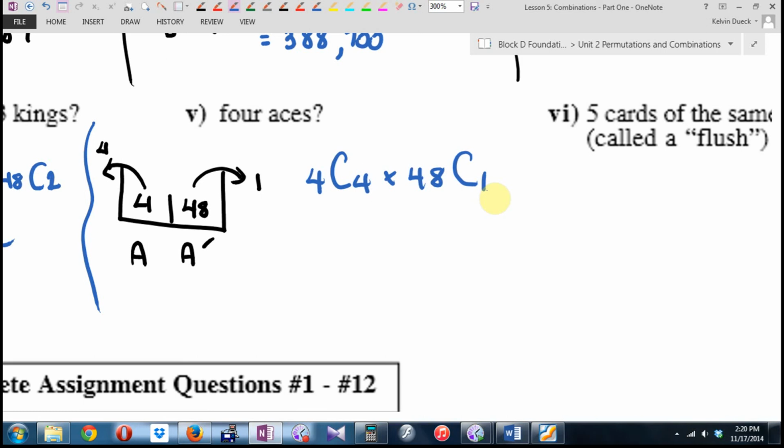What's 48 choose 1? Just type that in. What's 50 choose 1? 50. So this one I can do in my head because I know 4 choose 4 is 1, and I know 48 choose 1. I know anything choose 1 is just anything. It is 48, yes? Yes.